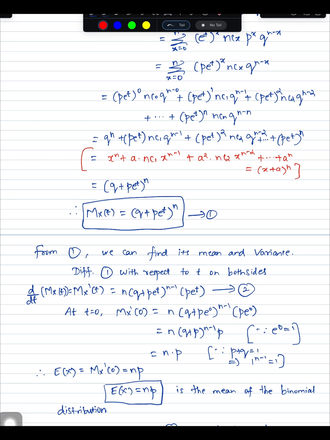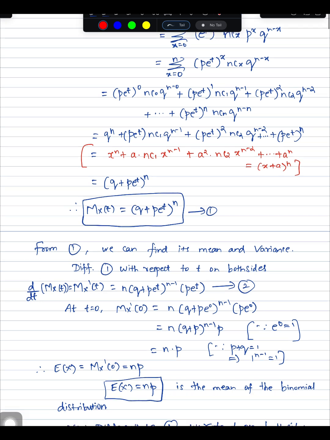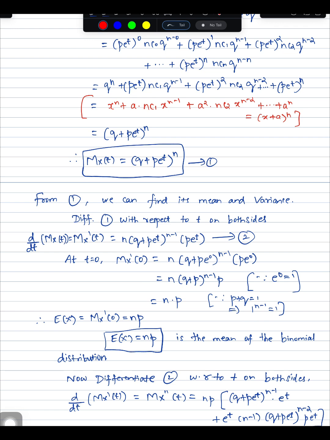So E of X is n into p, which is the mean of the binomial distribution. Now, when you want to get the variance of X, what should we do? You have your M_X of t here, and you have differentiated your M_X of t, which is M_X dash of t. Now, again, you differentiate this one more time with respect to t.